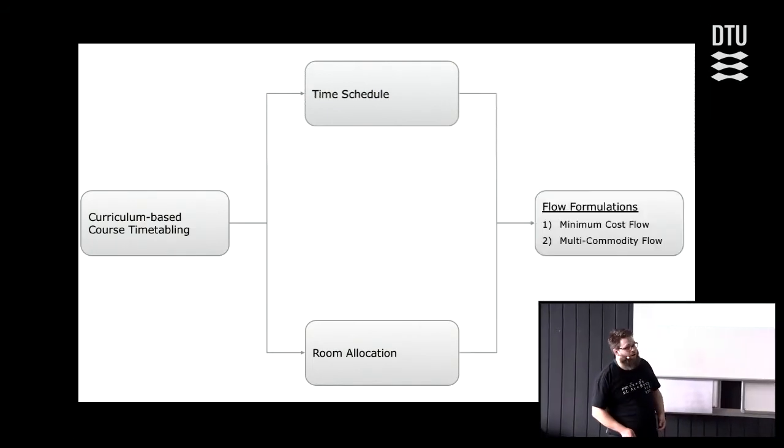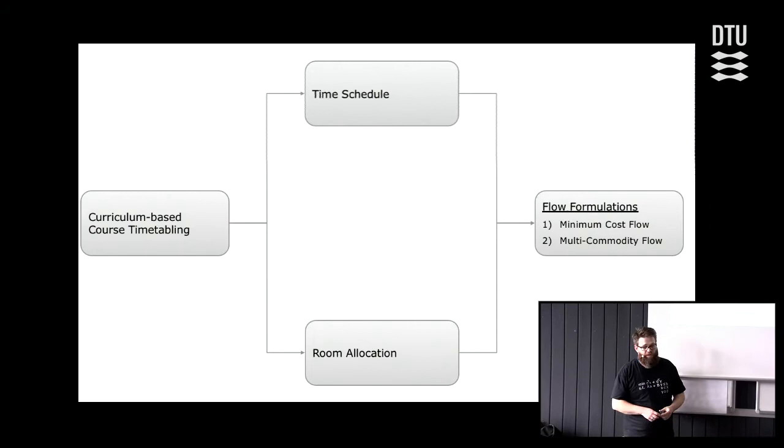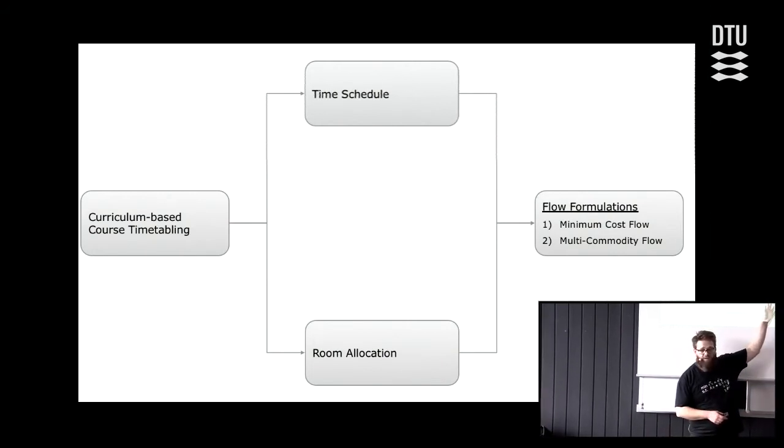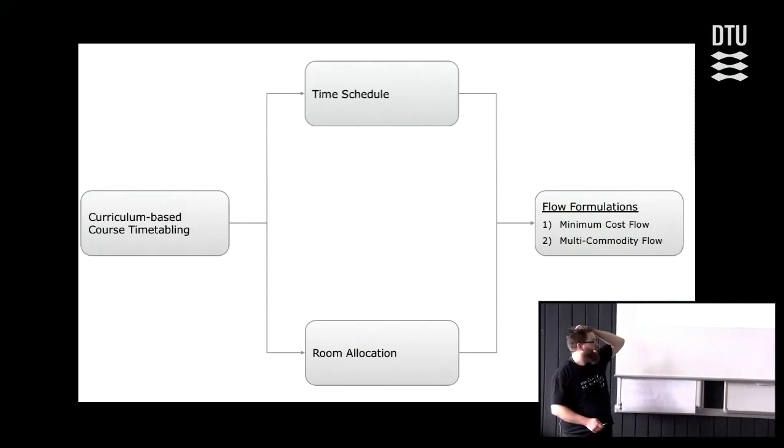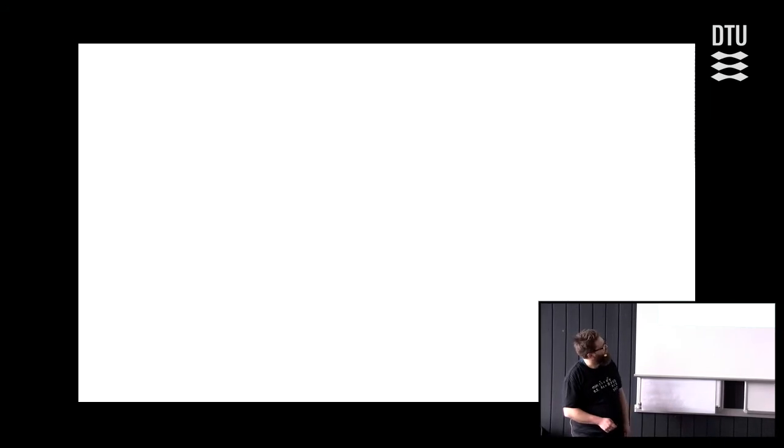This is where we use flow models, to show that we can connect the two models by flow formulations. We have two different flow formulations. I will briefly describe one and just mention the other, because it needs more attention. So say we have a solution from each of these problems. We create a graph, a graph network, and for each course we have a node.